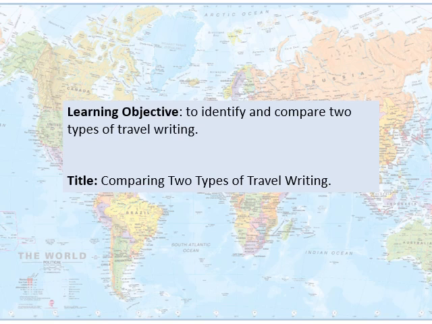Anyway, for now, our learning objective is to identify and compare two types of travel writing. Comparison is a skill that you need in your GCSE, so that's why we're doing this today. Your title that goes into your books is Comparing Two Types of Travel Writing.